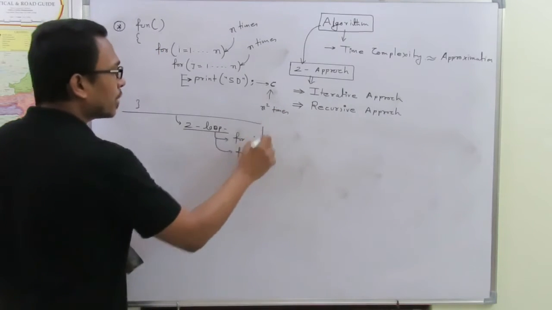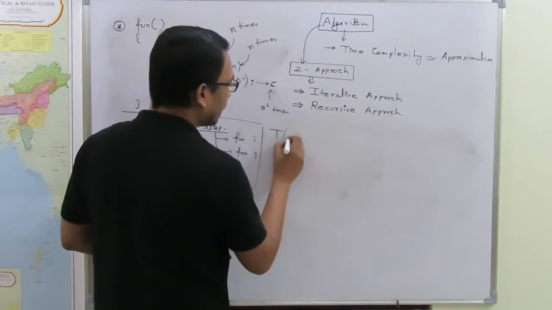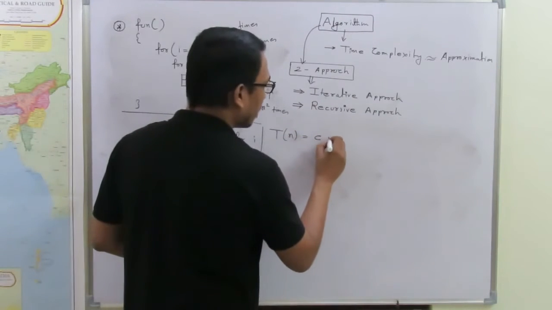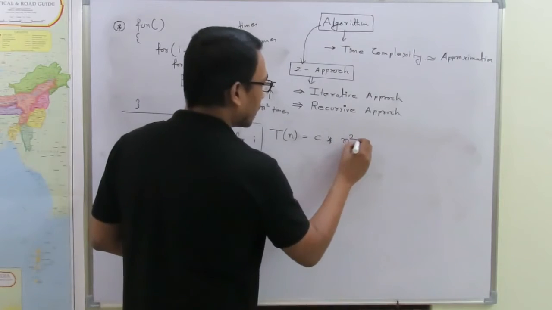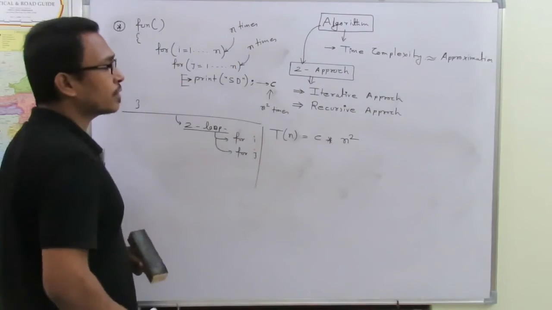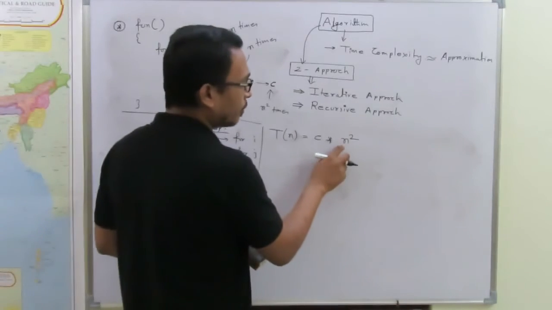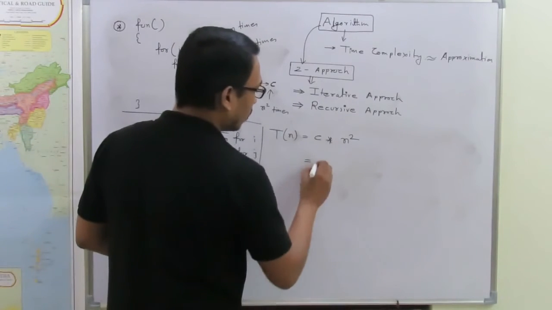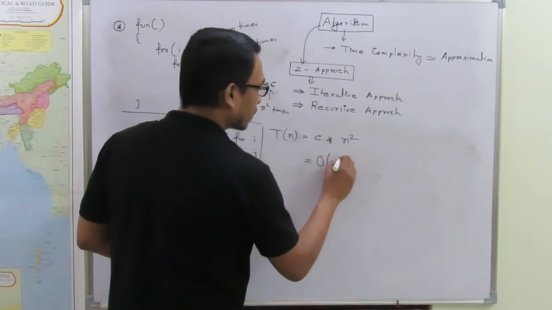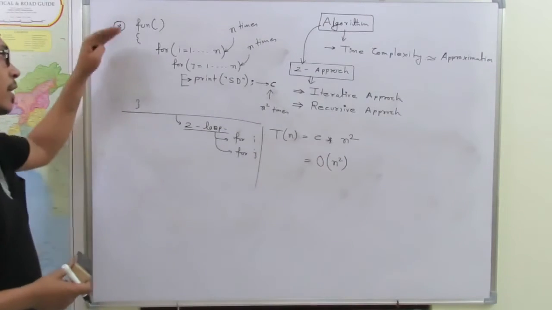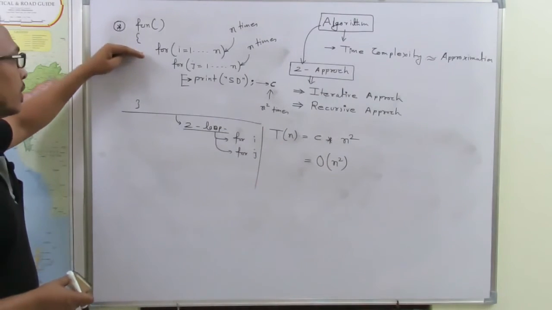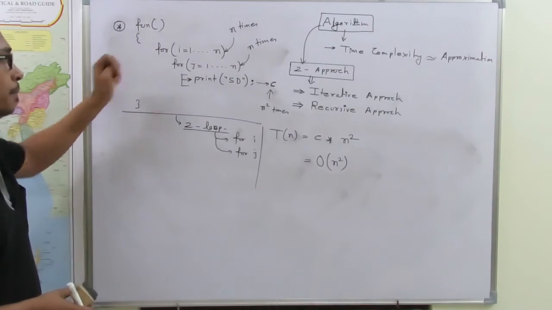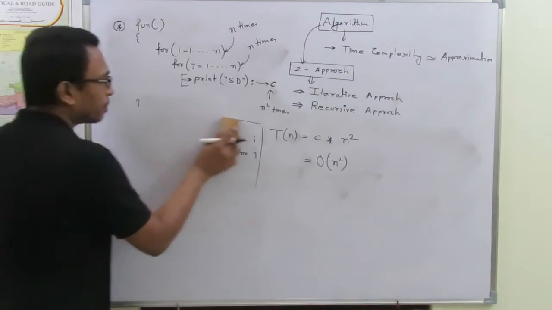Clear? So what total time will we get? T of n will be c multiplied by n square. Now as this is a constant and we have only one term with n, the time complexity will be order of n square for this particular function where we have two loops. Now next one.